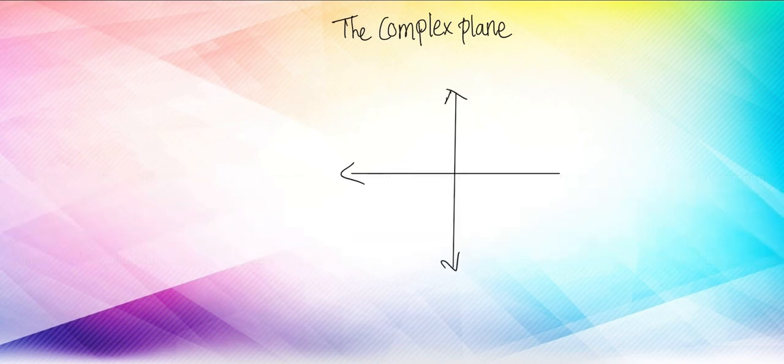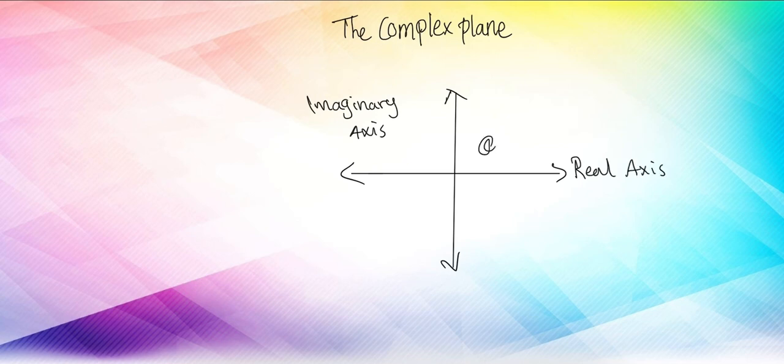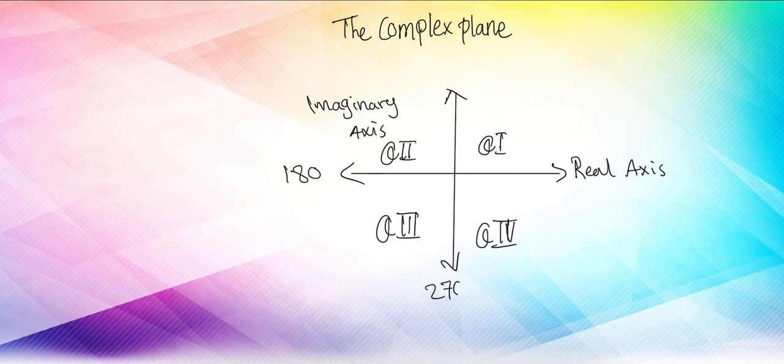Imaginary axis, and the horizontal one is the real axis, and we have 1, 2, 3 and 4. Right, we write 180 on the left, 270 down, 360 on the right, 90 up. We write z equals x plus yi.